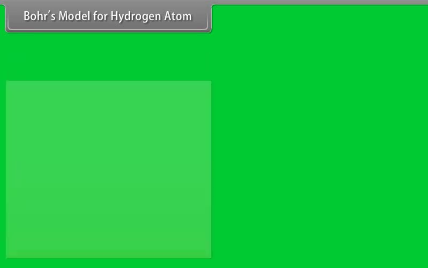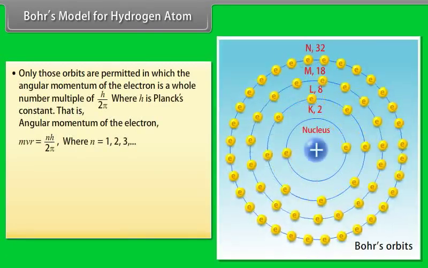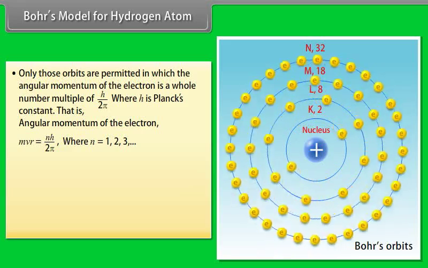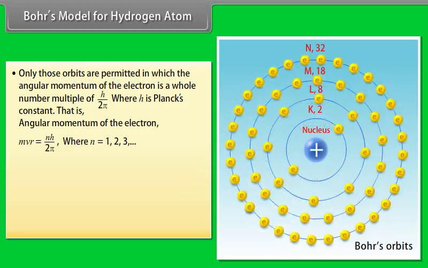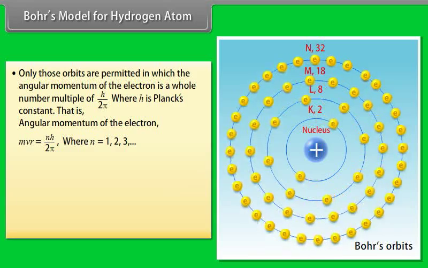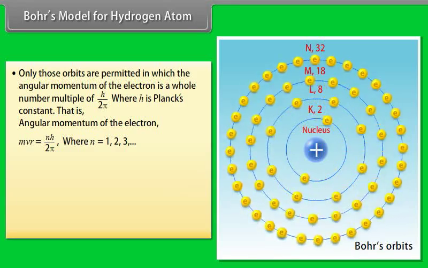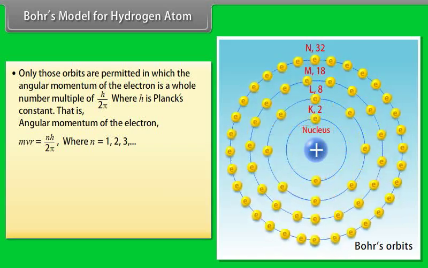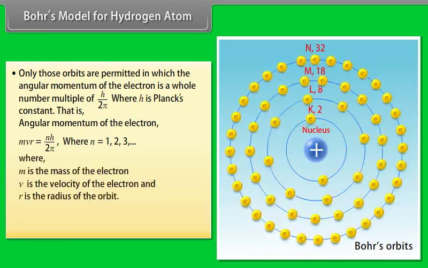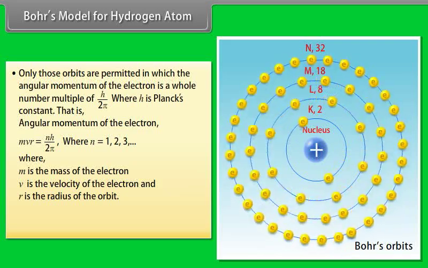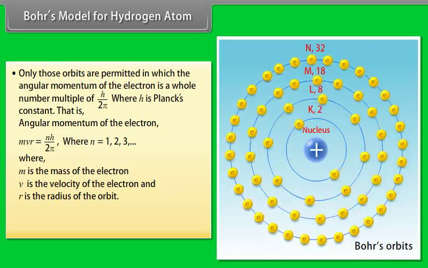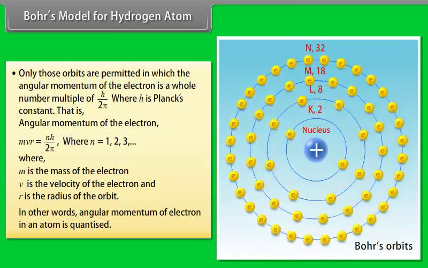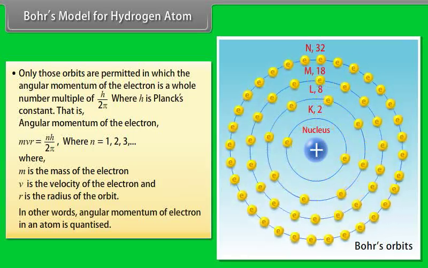Shells. Only those orbits are permitted in which the angular momentum of the electron is a whole number multiple of h by 2 pi, where h is Planck's constant. That is, angular momentum of the electron mvr is equal to nh by 2 pi, where n is equal to 1, 2, 3, etc., where m is the mass of the electron, v is the velocity of the electron, and r is the radius of the orbit. In other words, angular momentum of electron in an atom is quantized.